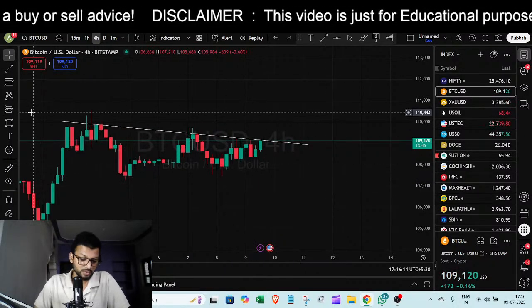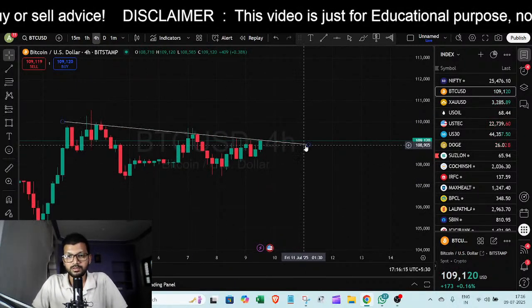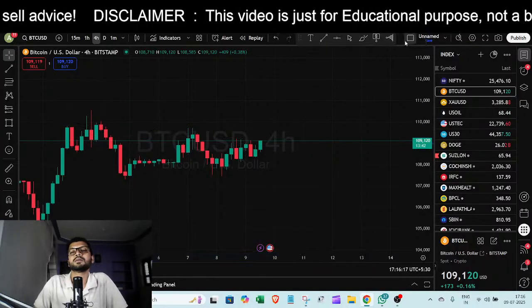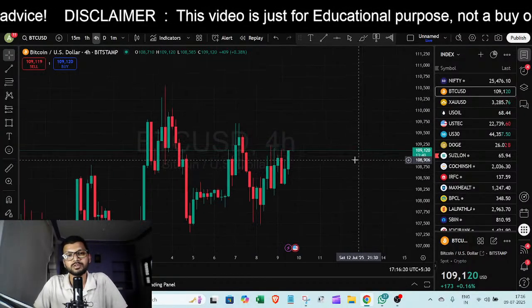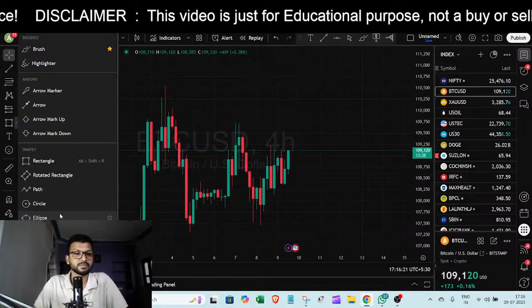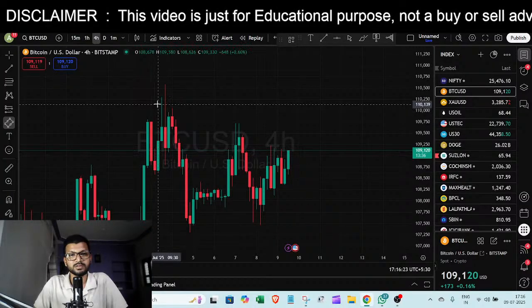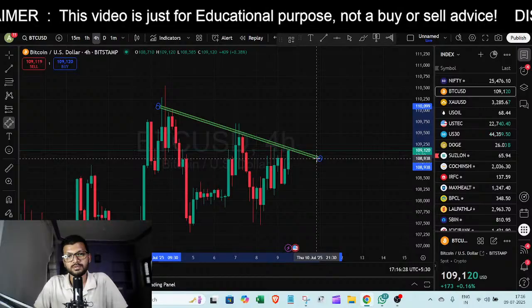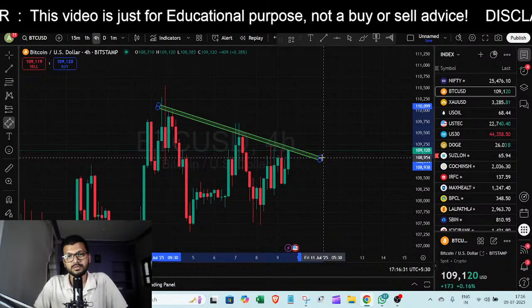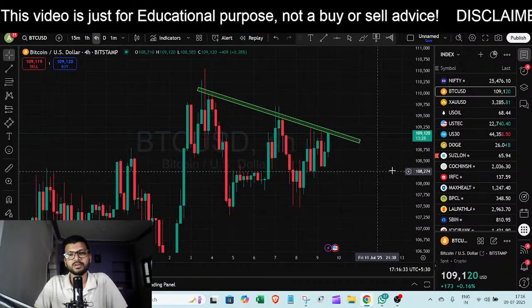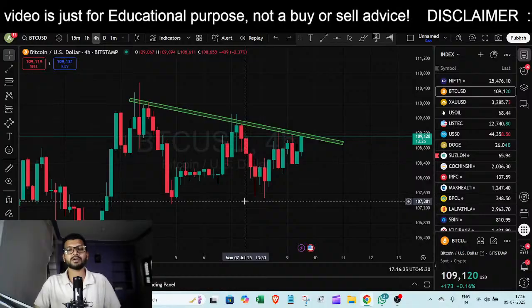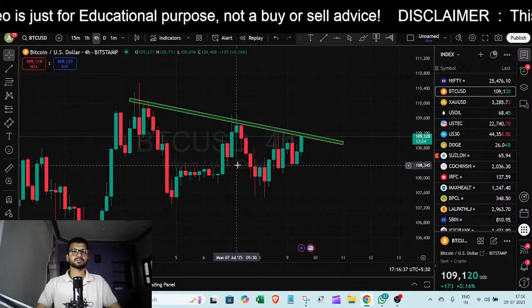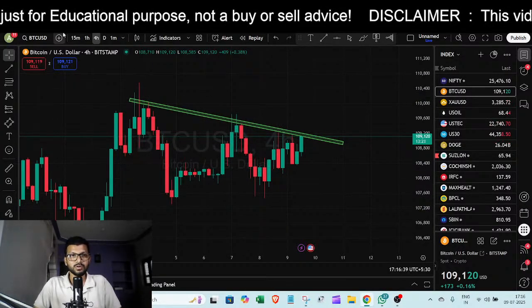Okay. So you need to mark a trend line in terms of a zone, not in terms of a line, because there are so many wicks. And if we consider these wicks to wicks, right, perfect. So this would be our trend line, and once it breaks, we can see a good buying momentum in BTC.